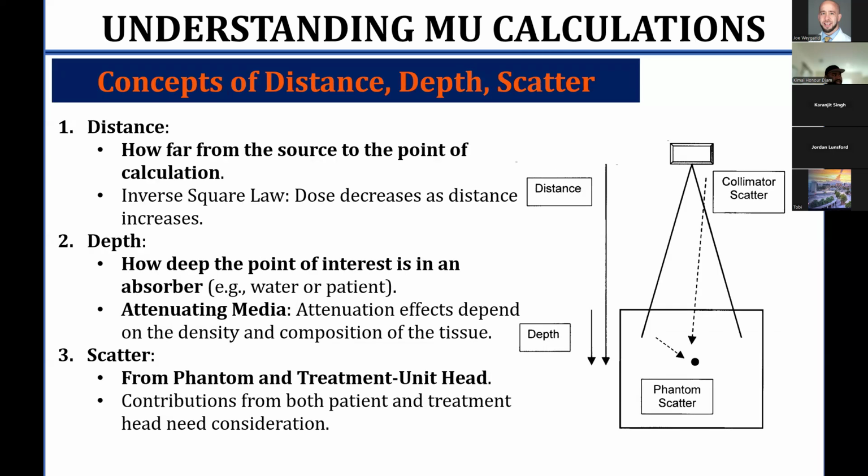And so talking about the concept of distance and depth here, distance plays a crucial role through the inverse square law. Depth in this particular case refers to how deep the point of interest is within the patient or phantom. Now, the depth of the point in an attenuating medium such as tissue or water affects how much radiation is being attenuated. Keep in mind that attenuation is influenced by beam quality, or the energy of the beam, as well as the density and the atomic composition of the tissue. Higher energy beams tend to penetrate deeper with less attenuation, making them suitable for treating deep-seated tumors.